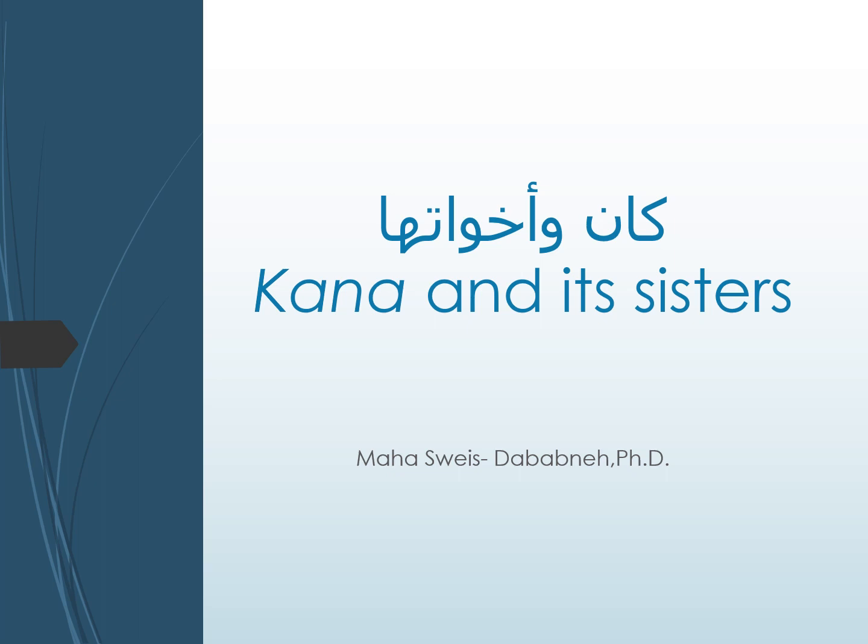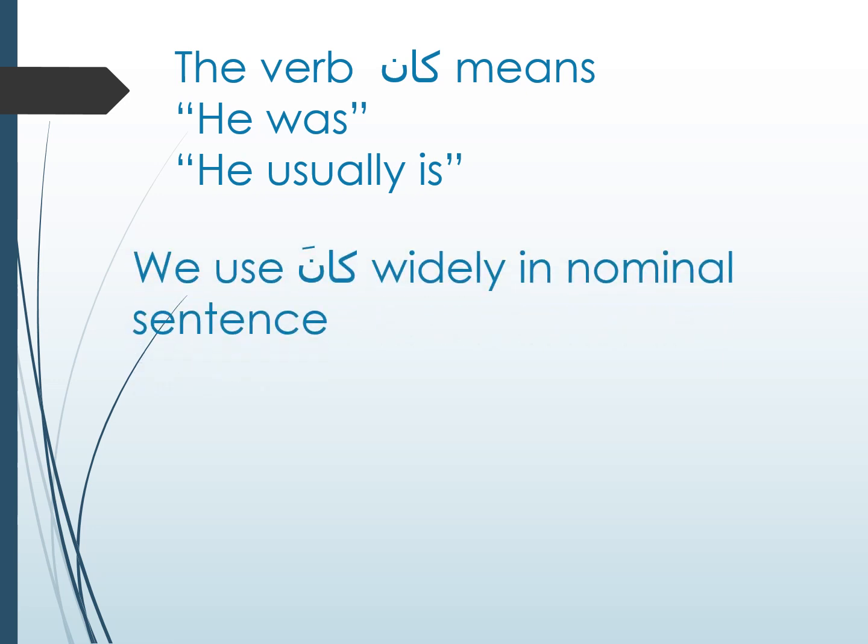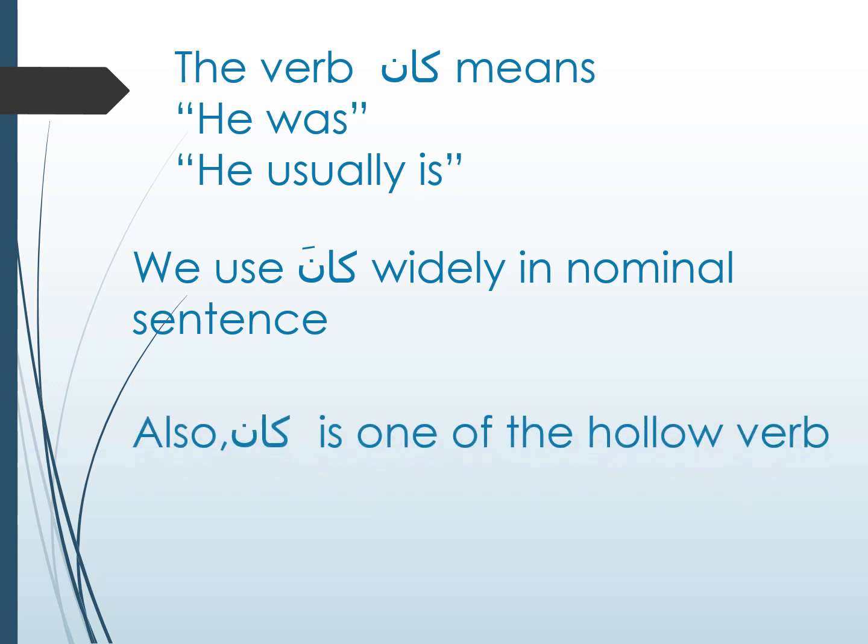In this video, I will talk about Kana واخواتها. The verb Kana means he was, he usually is. And we use Kana widely in the nominal sentence. Also, Kana is one of the hello verbs. I introduced hello verb in one of my previous videos if you like to learn more about hello verb.